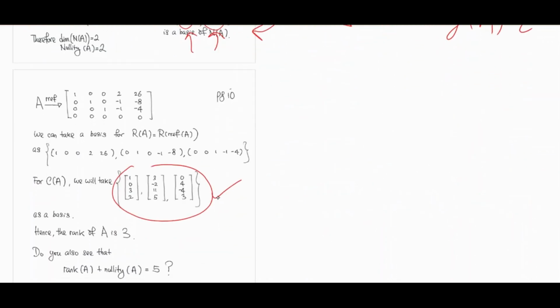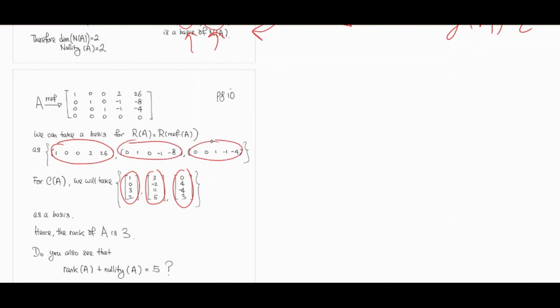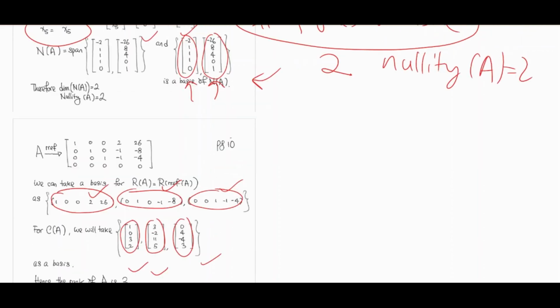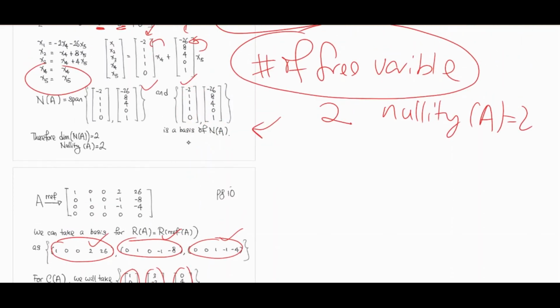If they care about the vectors in the column space of A, then you really have to compute that. The vectors in the row space of A, you really have to compute that. But if they only care about the dimensions, obviously they are all 3. These are the rank of the matrix, and this is the nullity, which is 2. This is the nullity of the matrix A.